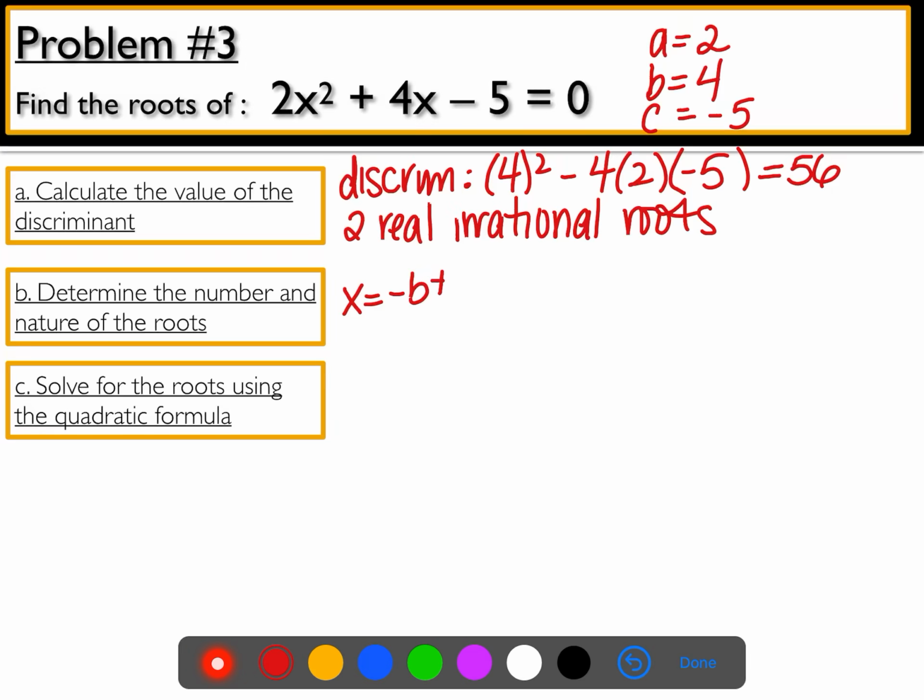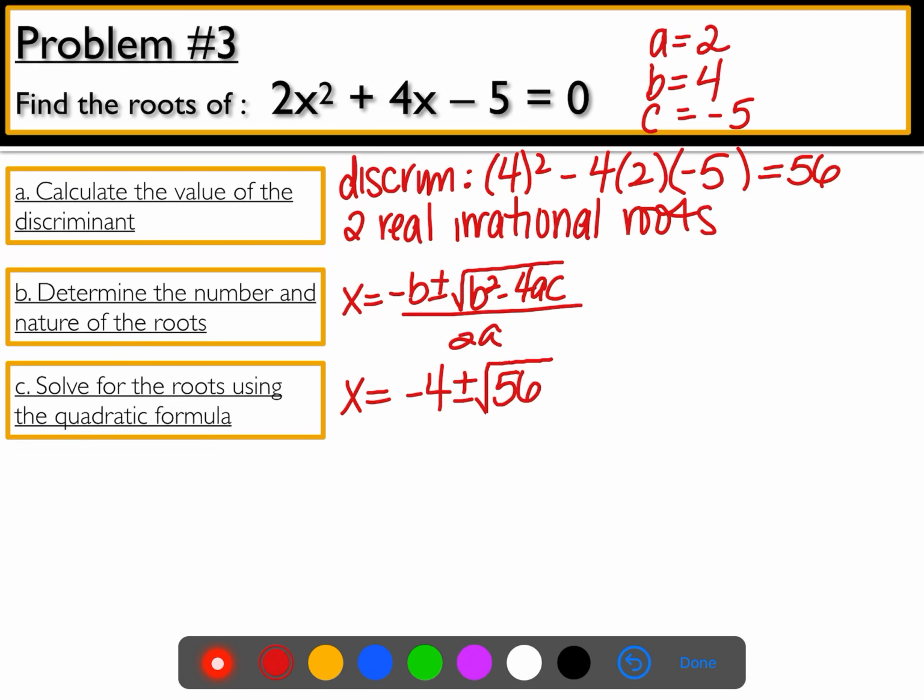Okay, so solving with our quadratic formula, again, I'm just going to plug my discriminant in since I already did that. Why do the work twice? So we know we get 56. Okay, and then we have 2 times 2. All right, so negative 4 plus or minus. All right, so we have to break down that 56.